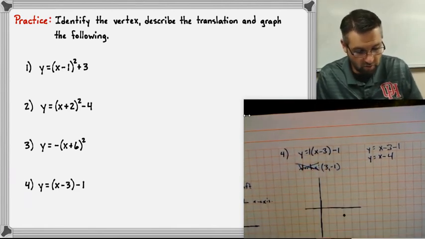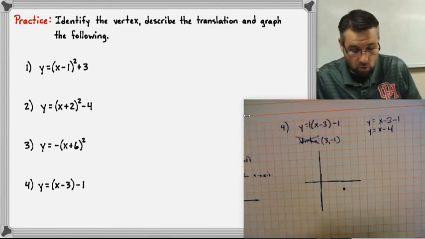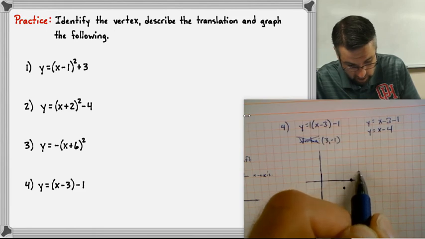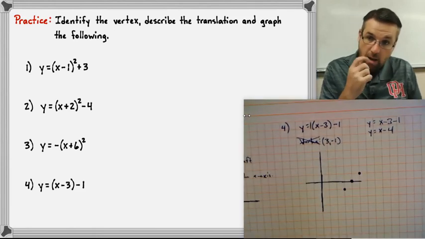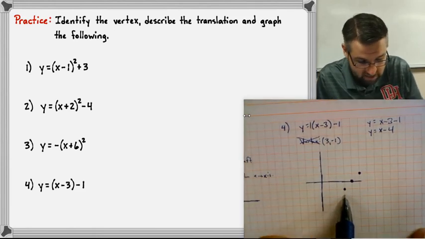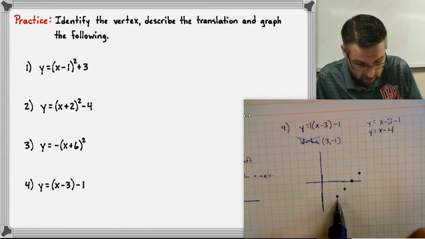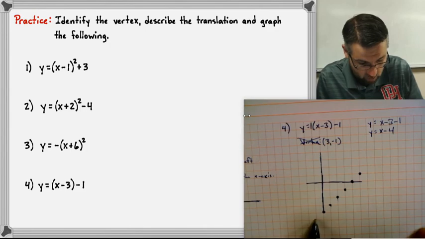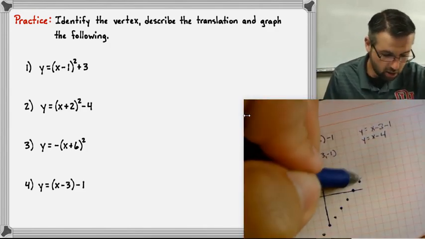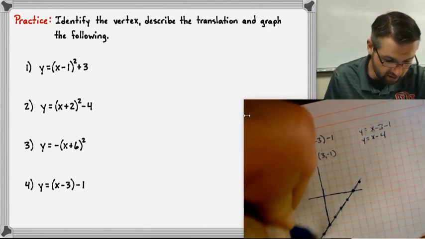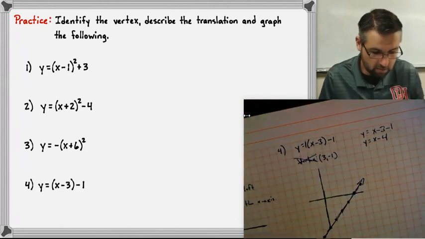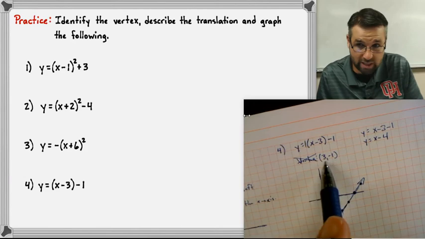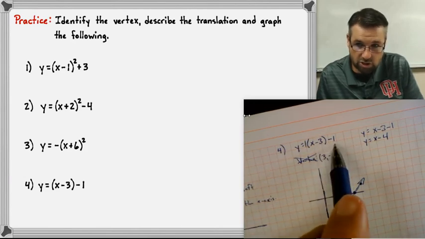So if we have a slope of 1, that means we're going to go up 1 and to the right 1, up 1 to the right 1, up 1 to the right 1, and keep going. But we can also go down 1 and back 1, down 1 and back 1, down 1 and back 1. And so you can see our linear graph here, based on the vertex, not really a vertex, but based on that point according to this equation.